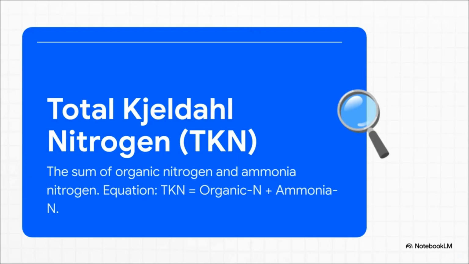Now, measuring each one of those nitrogen forms separately can be a real pain. So, we often use a handy shortcut, the total Kjeldahl nitrogen test, or TKN. This test is designed to measure both the organic nitrogen and the ammonia nitrogen together in one go. It gives us a great snapshot of the total reduced nitrogen we have to deal with.